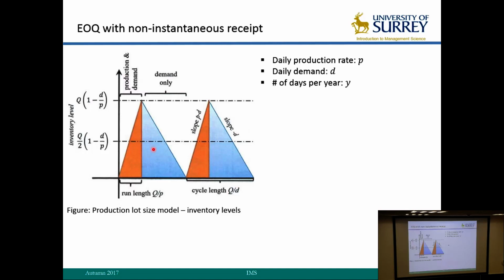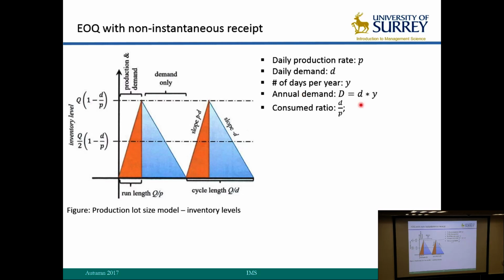Okay, so in this case, the daily production rate is P, and we know this. And daily demand is D, we also know this. And also we assume the total number of days per year we are working is Y. That's also something yearly we know. And so the annual demand, apparently, is D times Y. If we only consider Y days, for example, 360, or maybe sometimes we consider 5 days a week and 52 weeks a year, so that's another number of days in a year. So this is annual demand.